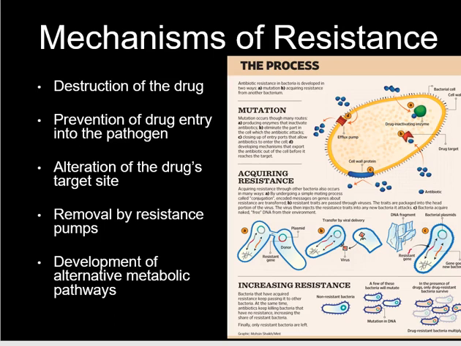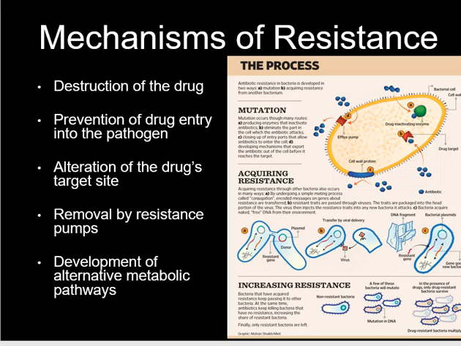MRSA bacteria alter the penicillin binding proteins so that they have a low affinity for penicillin. So it's not that they're producing an enzyme or doing anything else, but they've altered these penicillin binding proteins, and that's what keeps the penicillin from working on the staph.